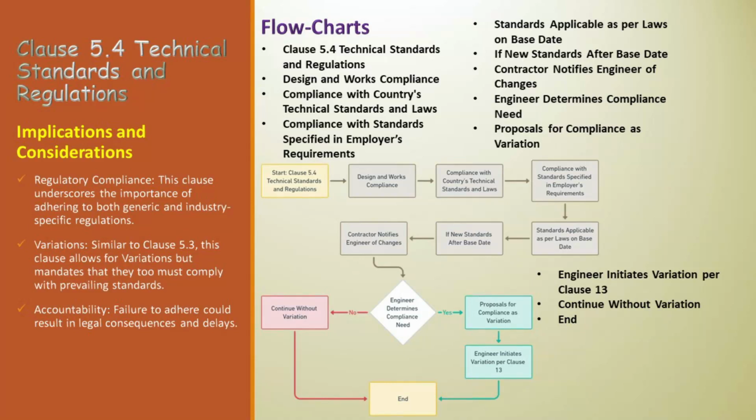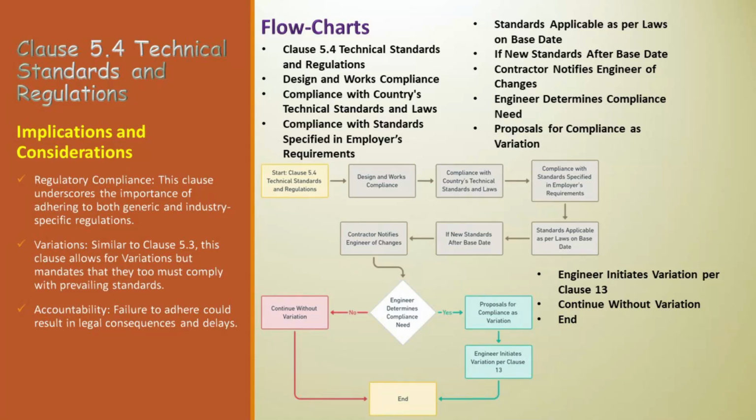The engineer must decide whether the works need to comply with the new or changed standards. Next is proposals for compliance as variation. If the engineer determines that compliance with the new or changed standards is required, and this compliance would result in a change to the works, a variation, the process moves to the next step.